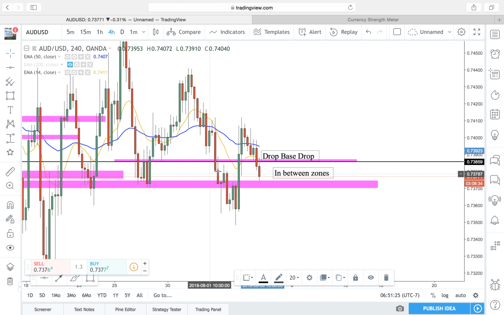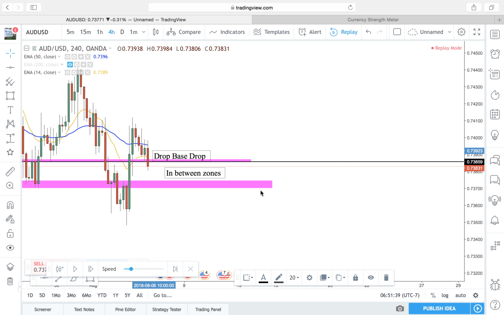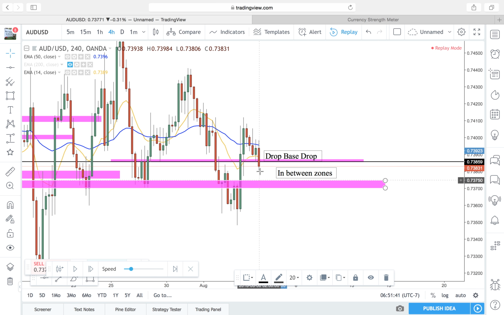What I noticed is that when you look left, we broke past this structure, you see here? That's why I made a black line. So when you look at this higher time frame, without anything, this is all it was. We broke all the structures, and now we're in between zones.